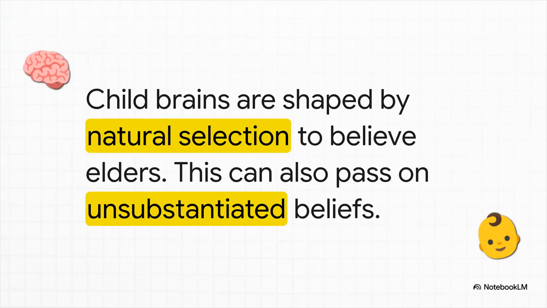Dawkins brings up a really interesting idea for why this happens. He calls it a byproduct theory. Basically, for a kid to survive, it's a huge advantage to just trust what your parents and elders tell you. Don't eat that berry. Don't go near that cliff. It's a survival shortcut. But that same useful trait, that same shortcut, means that other, less verifiable beliefs can get passed down just as easily. The wiring is the same.